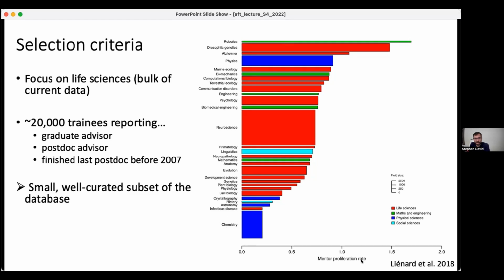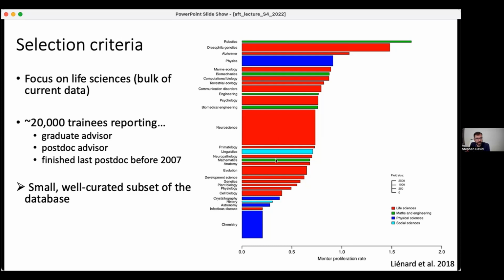It's also interesting how different fields have very different proliferation rates. So again, this is out degree. So you can see that there are some differences there. This analysis focused primarily on life sciences, these fields in red, as I said, just because those are the fields that tend to have these training triads.